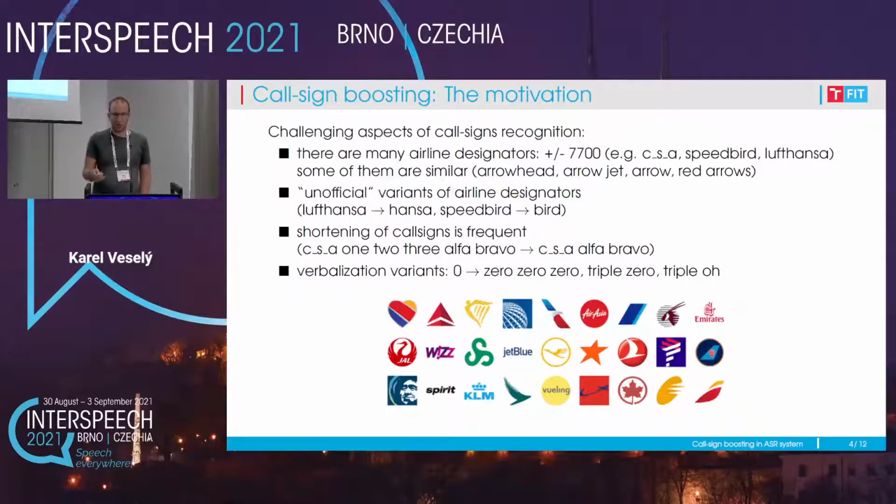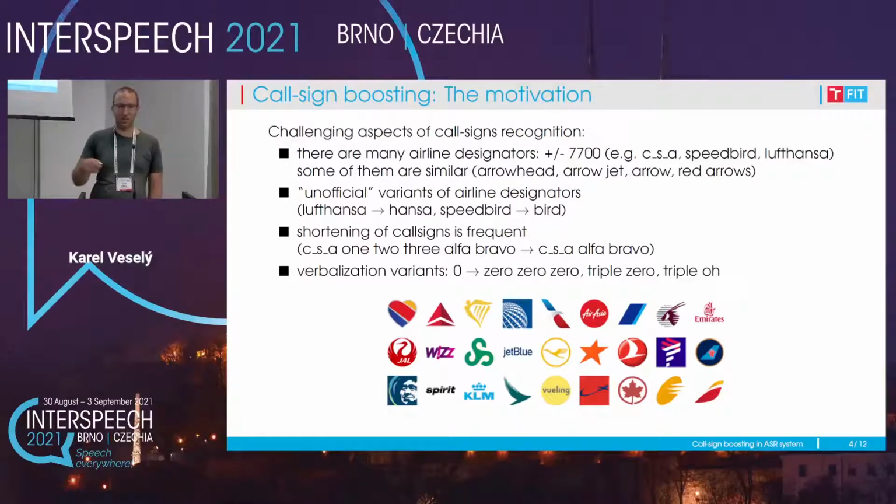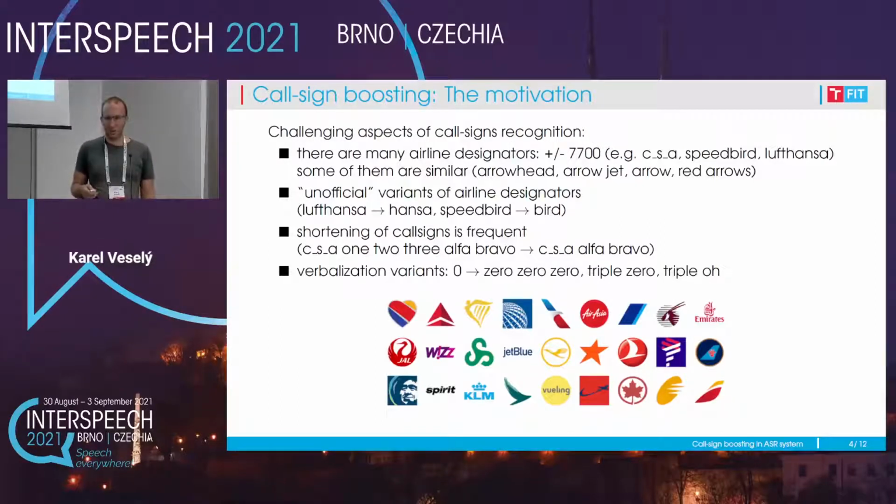Here I would like to say a few words about the challenging aspects of call sign recognition, and why it's a problem. In one of the previous presentations, they had an accuracy of 96% for the call signs, but when the data are more noisy, it becomes more difficult to recognize them correctly. Also there are a lot of airline designators, more than 7,000 of them in total in the table in our system.